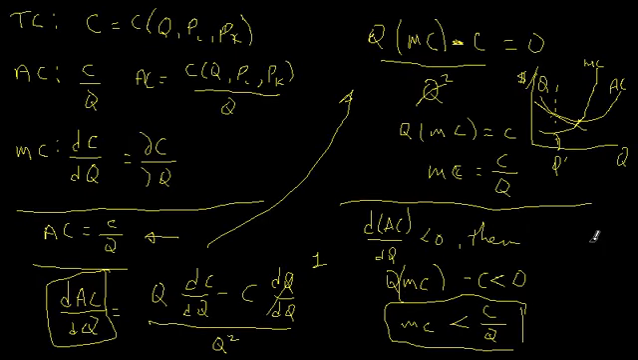This is a brief video that will show you the relationship between total, average, and marginal cost curves. Total cost curve first. Total cost curve we can write as total cost C is a function of output and input prices, PL and PK, when we have two variable inputs.